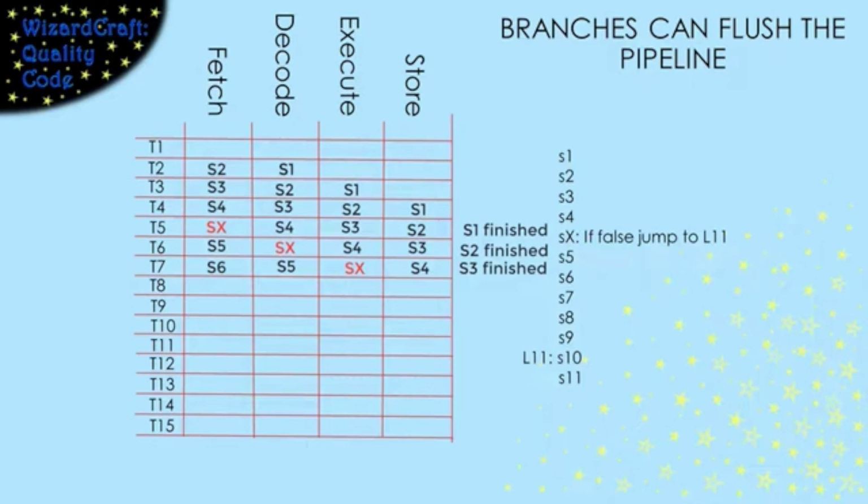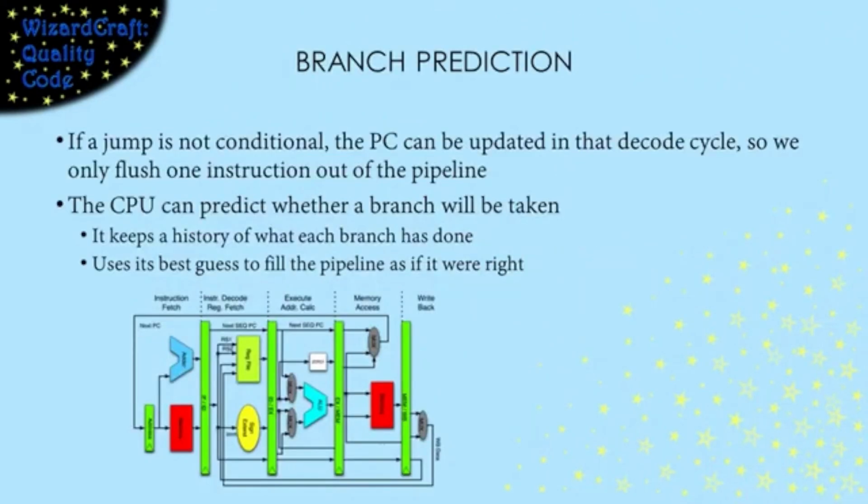Now suppose that the condition says we're supposed to make that jump. Then the next statement that we need to execute isn't the S5 that's in the pipeline. It's S10, which we haven't even started. Everything that is in the pipeline has to be thrown away. That's called flushing the pipeline, and it causes a pretty big disruption in execution. Now we're going to have to wait for the pipeline to refill before we start getting an instruction every cycle again. Since flushing the pipeline is so expensive, CPUs are designed to try to help make that not happen.